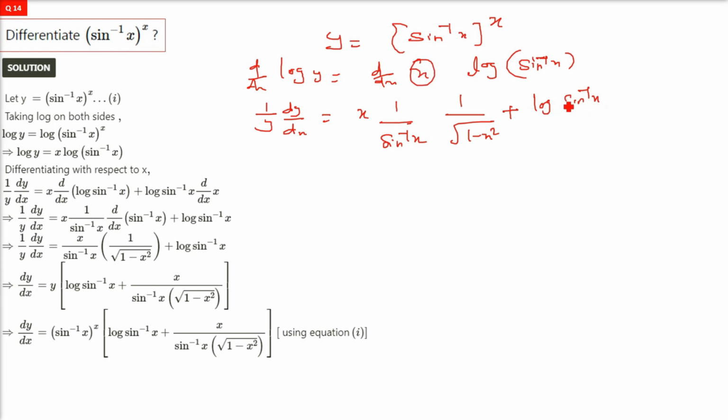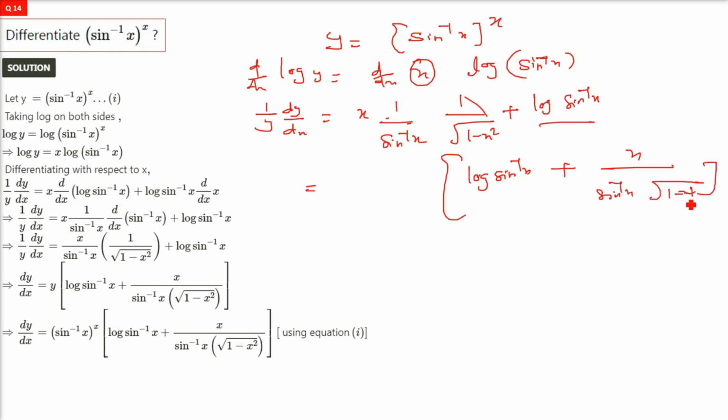And you don't have to worry about anything now, this is the answer. Just take the y on the right hand side. This is final. Alright? This is your final. So you don't have to do anything. We are already at the solution. Log sine inverse x I am writing first, just in order to match the answer, plus x divided by sine inverse x under root 1 minus x square. And this y I am taking on the right hand side. So y was sine inverse x to the power x. So sine inverse x to the power x. This is your final result. Okay.